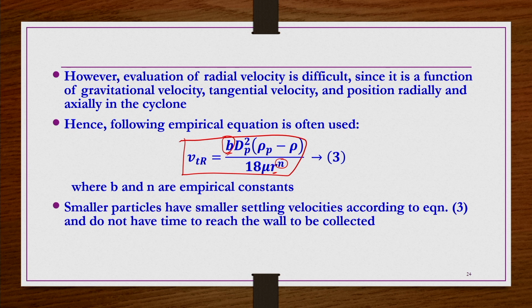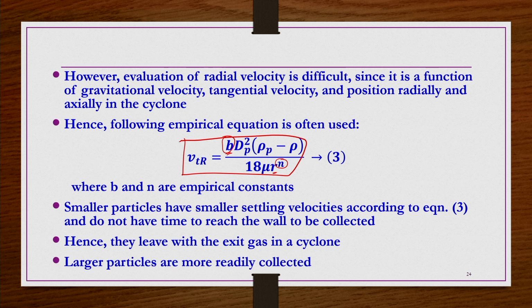Smaller particles have smaller settling velocities according to this equation, obviously, and do not have time to reach the wall to be collected. So, obviously they leave with the exit gas in the cyclone separator without being separated, whereas the larger particles are more readily collected at the wall and separated from the bottom of the cyclone separator. So, these are the few details about the cyclone separators.